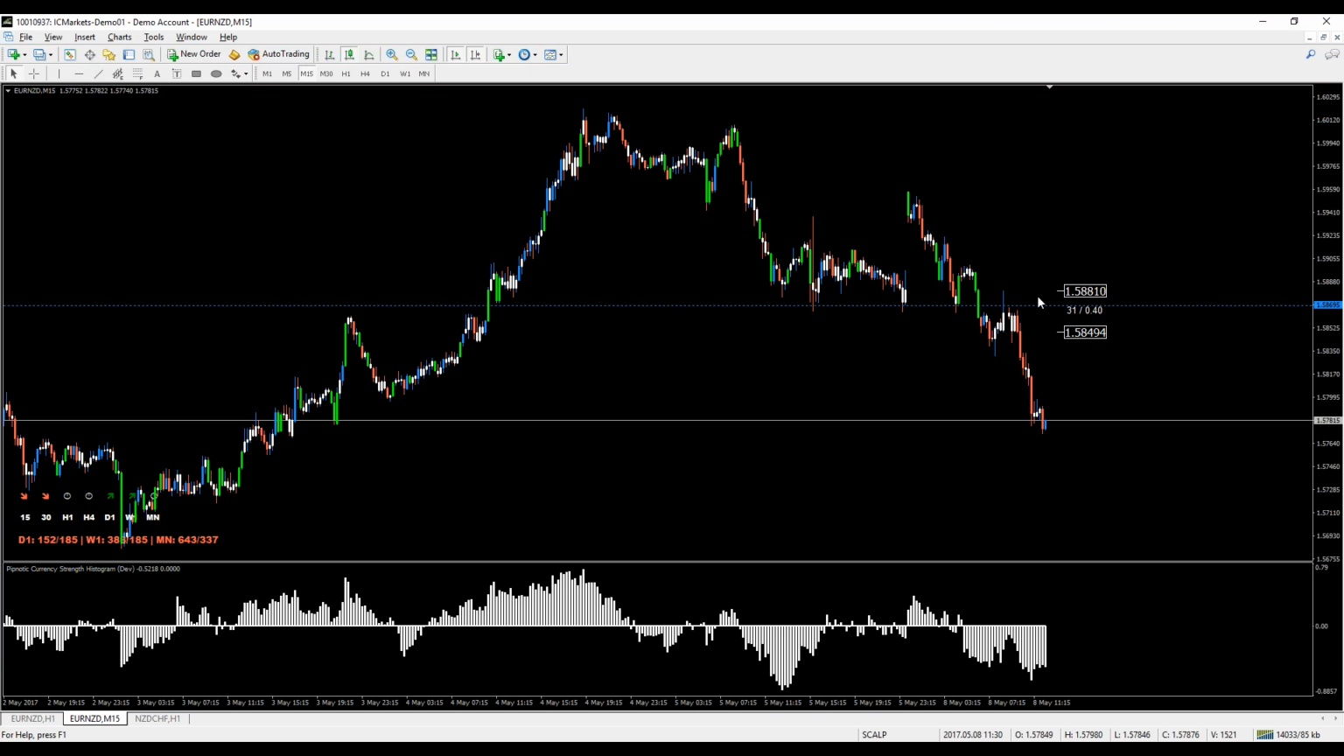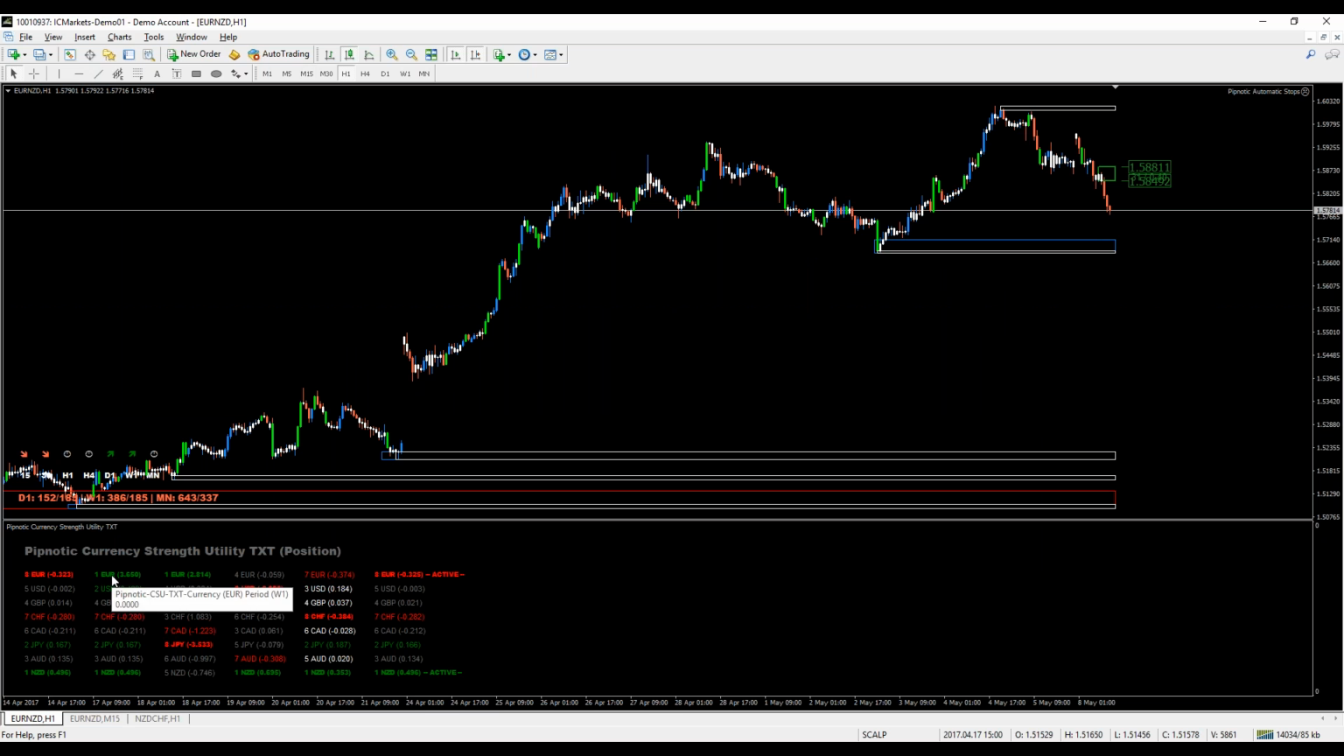I'm going to remove this. So have a look here quickly. This is more of a swing trade, which is great. You can see the euro is really moving higher over the Kiwi. Not so good. And this is a bit of a conflict here.